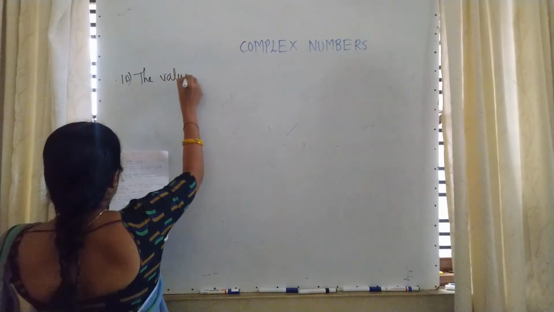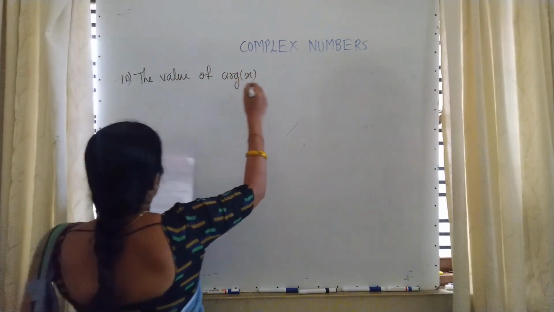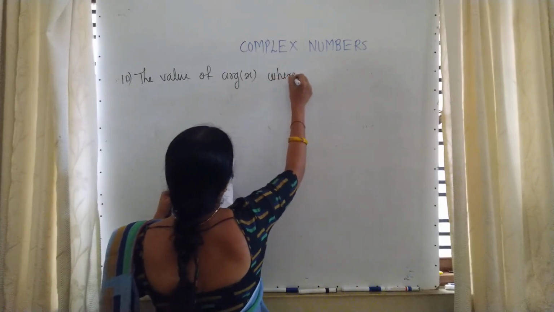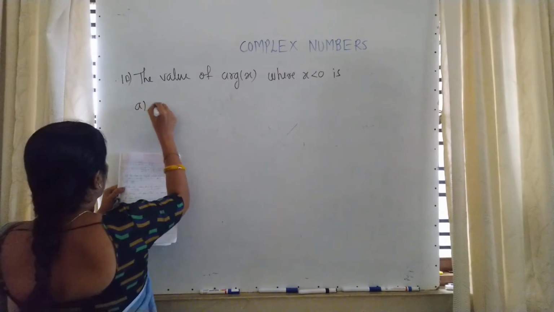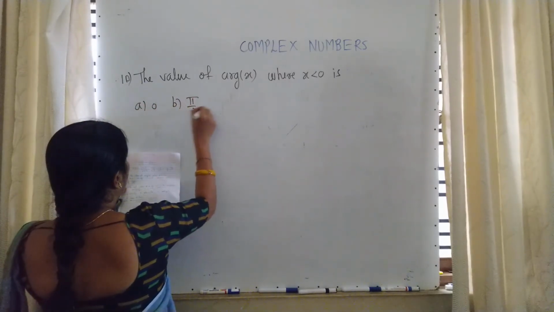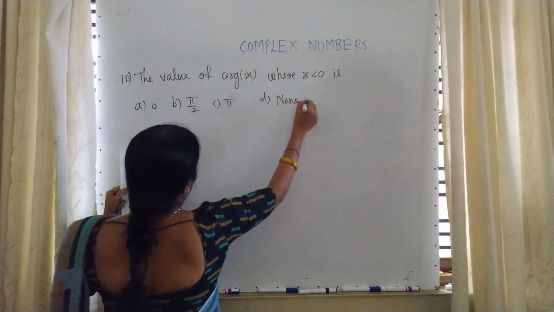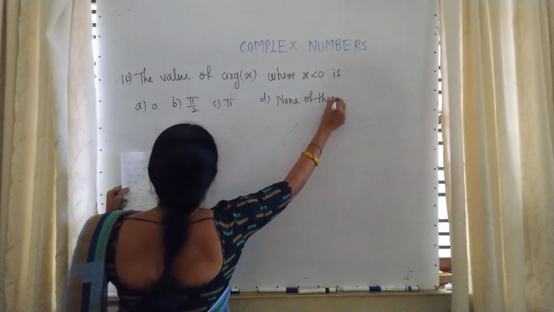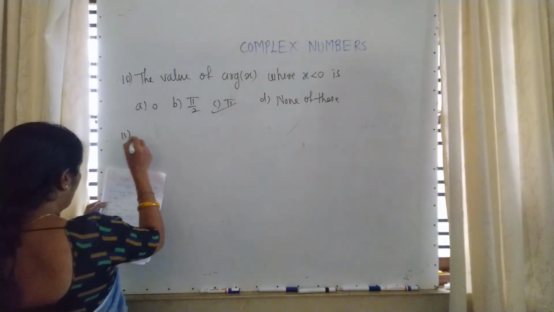The value of argument of x, argument means amplitude, where x less than 0 is 0, pi by 2, pi, none of these. And this is, if x is less than 0, then the answer is pi.